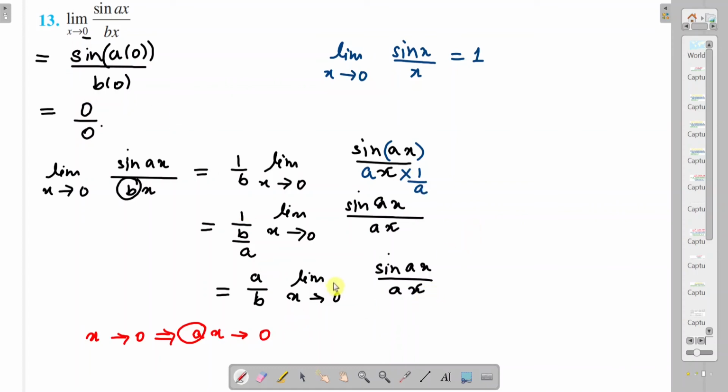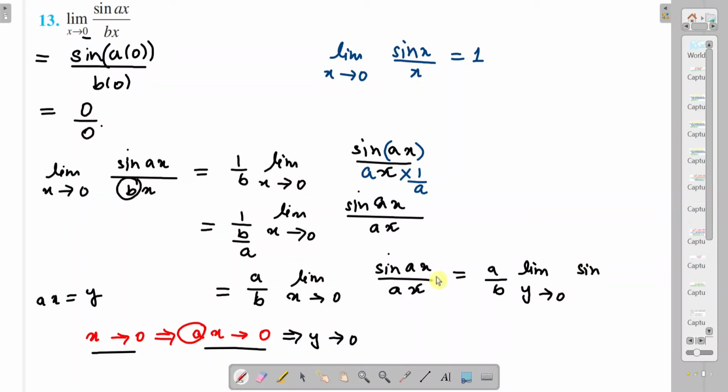So what that means, this means that if x is tending to 0, ax is tending to 0, and suppose we write ax equal to y here, some other variable, okay, so y will tend to 0. So this we can write as a by b, limit y tends to 0 sin y divided by y. So this will be nothing but a by b. Now we can use this formula. So limit y tends to 0 sin y divided by y is 1, right?